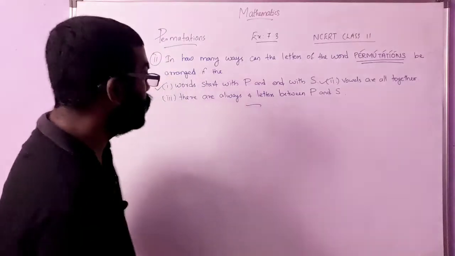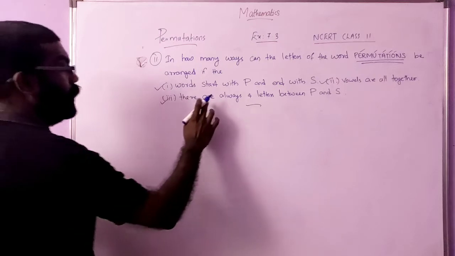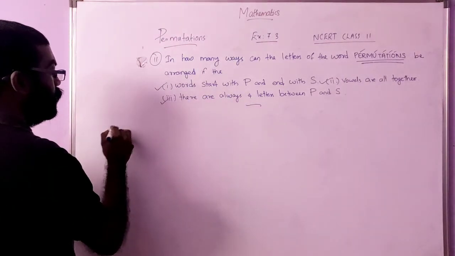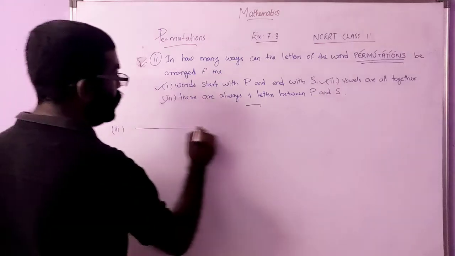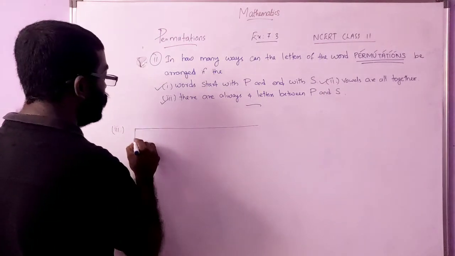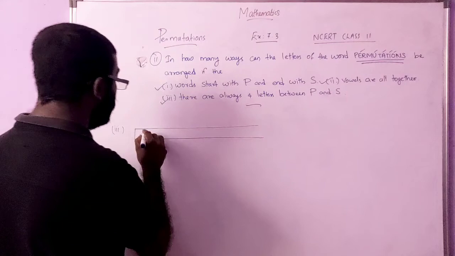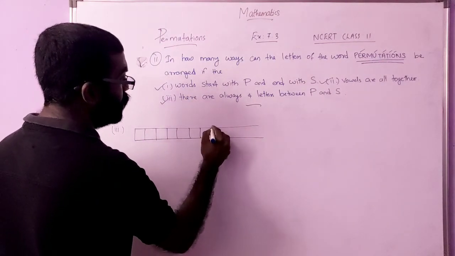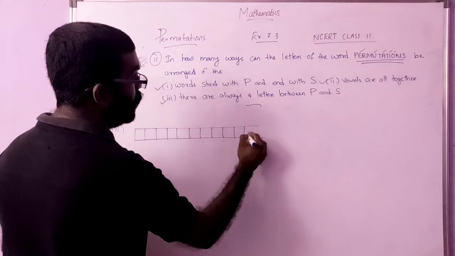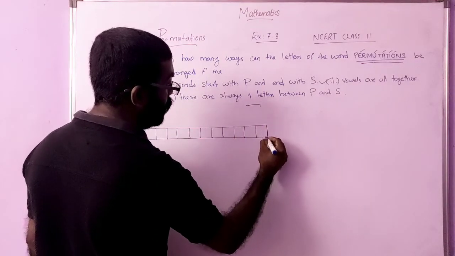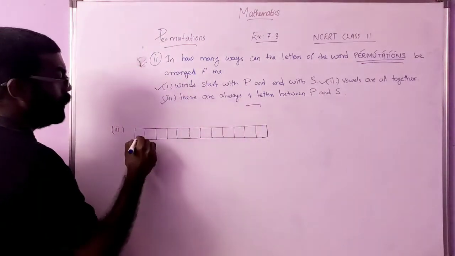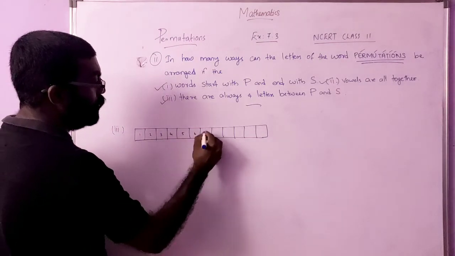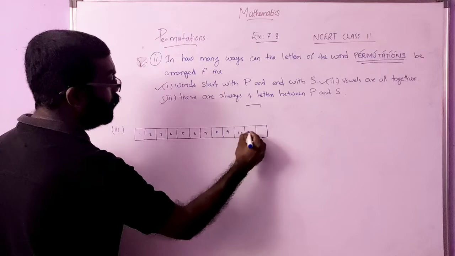Now consider the third sub question. There are always 4 letters between P and S. So let us consider the situation. We have 12 letters. We can number it as 1, 2, 3, 4, 5, 6, 7, 8, 9, 10, 11 and 12.